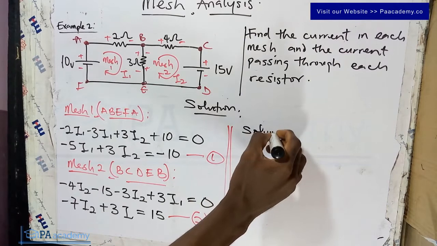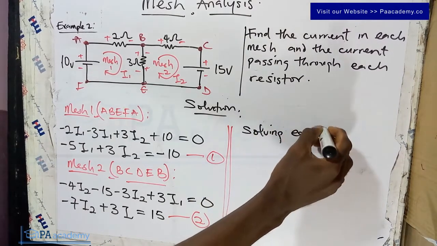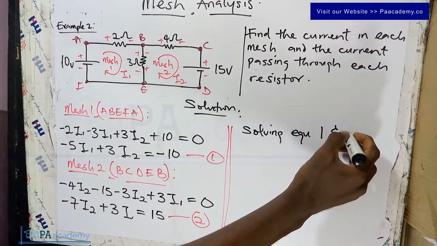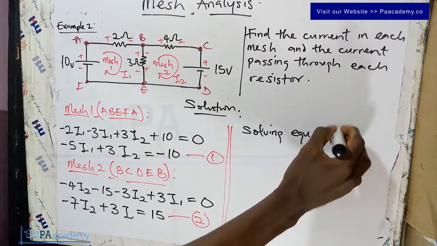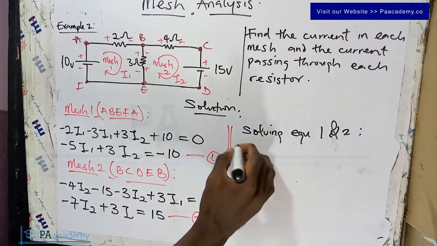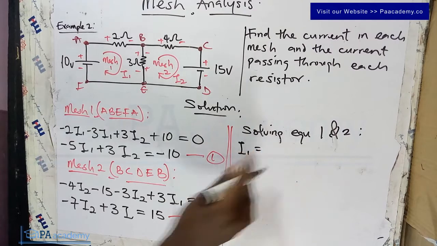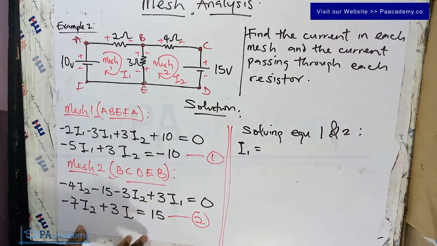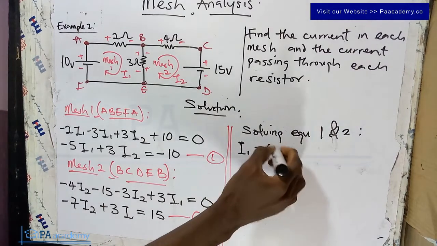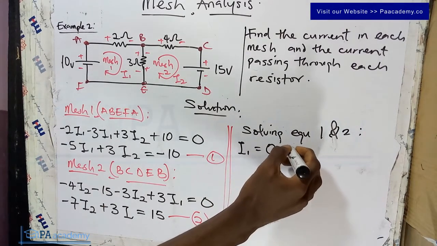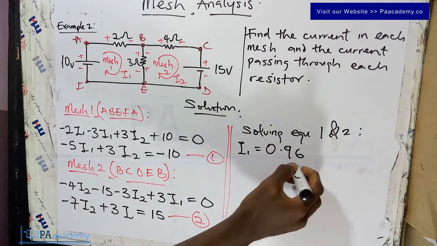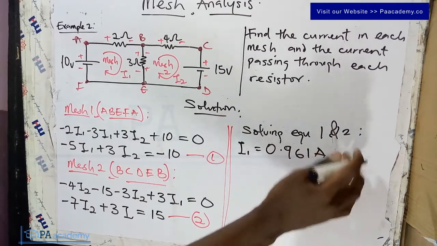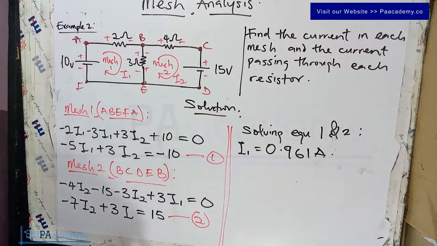Alright, if we solve equation 1 and equation 2 simultaneously, so let me write: solving equation 1 and 2. We have our equation 1. If you pick it and pick equation 2 and solve simultaneously, we are going to have I1 as 0.961 amperes. You can either use your calculator or solve it manually.